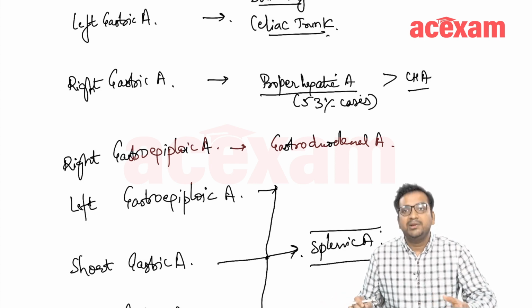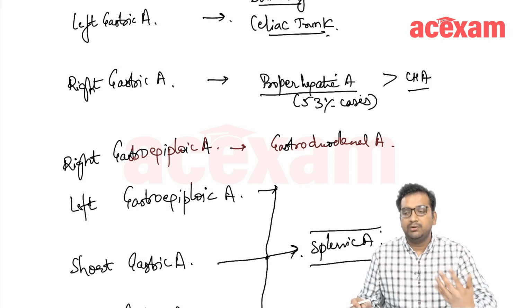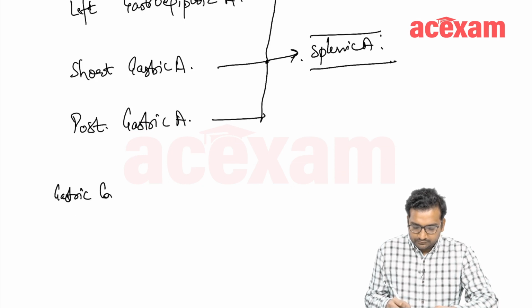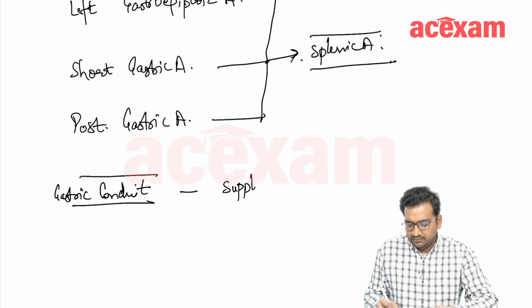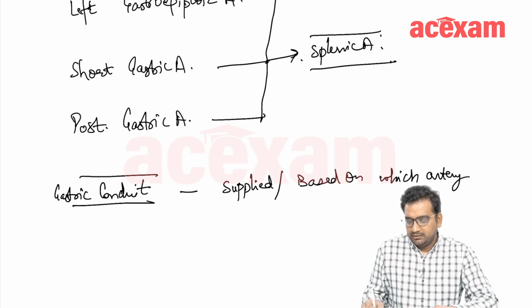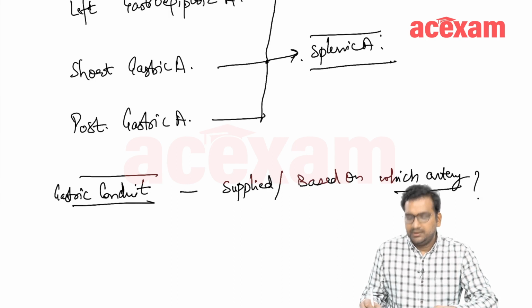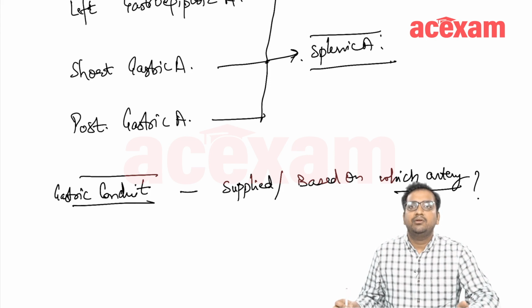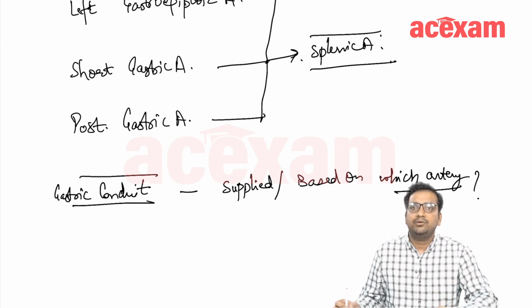So that is the basis of forming the gastric conduit in patients who are undergoing esophagectomy for cancer esophagus. And the gastric conduit is actually supplied by, or is based on, which artery? This is a very common question. The gastric conduit in cases of esophagectomy is based on the right gastric and right gastroepiploic artery.